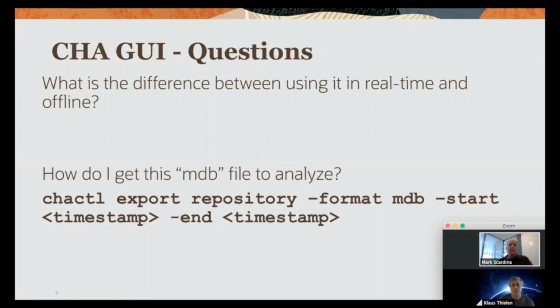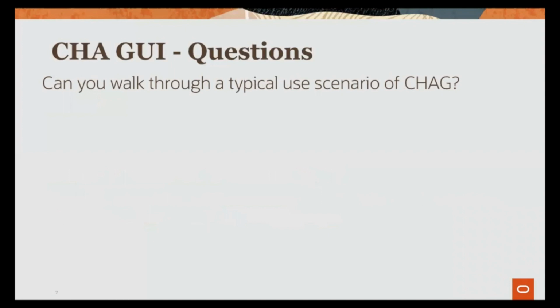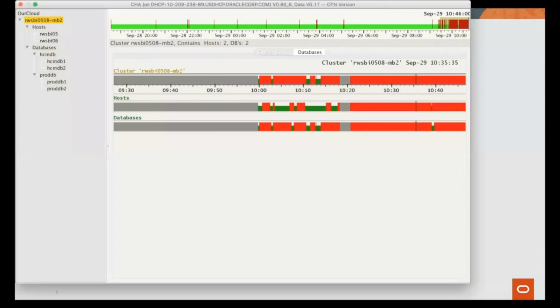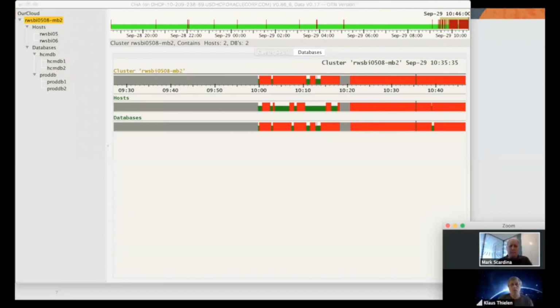So we've got this MDB file. Can we walk through a particular usage scenario with CHA? Yeah, for example, go to the database instance ProdDB1 on the left side.